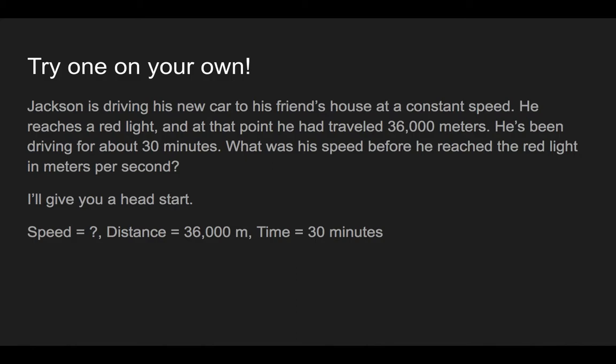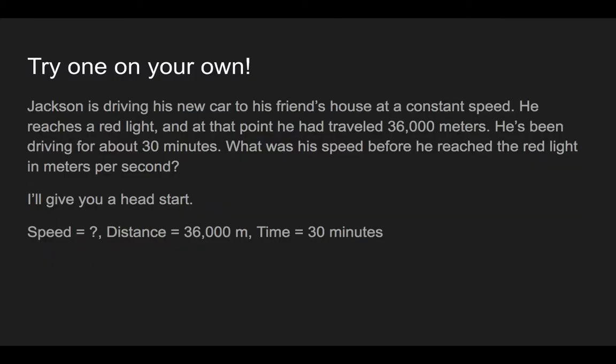He reaches a red light, and at that point, he traveled 36,000 meters. He's been driving for about 30 minutes. What was his speed before he reached the red light in meters per second? So we don't know what speed is, but we know that distance is equal to 36,000 meters, and we know that the time is 30 minutes.